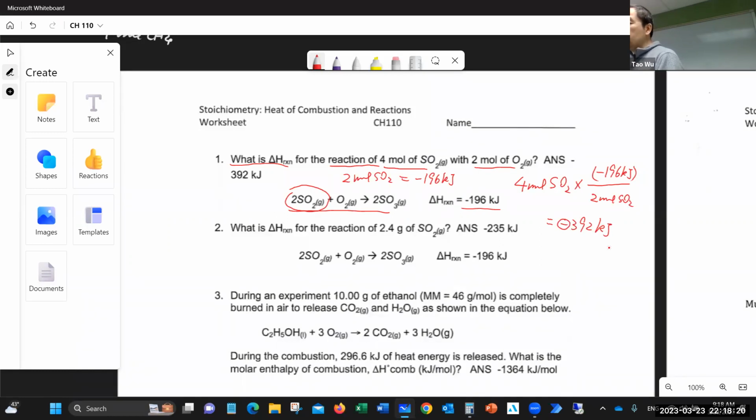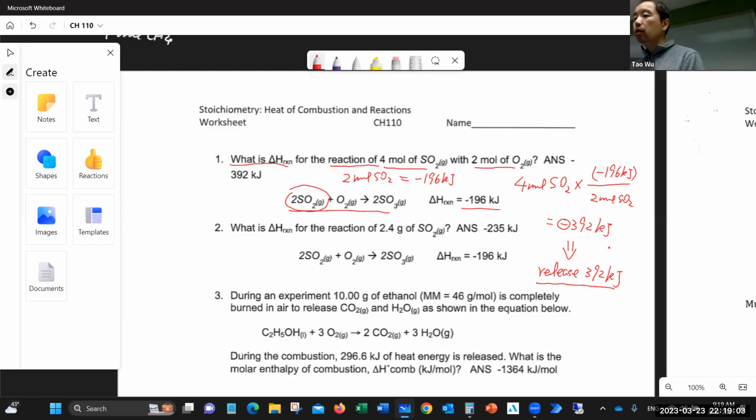So this is the same thing as when we talk about releasing 392 kilojoule. This one talks about releasing 392 kilojoule, just like negative 392. Why? Negative means exothermic. That means it's releasing, producing. So if we talk about releasing how much heat, they just talk about it with the negative sign shown over here. Any questions?